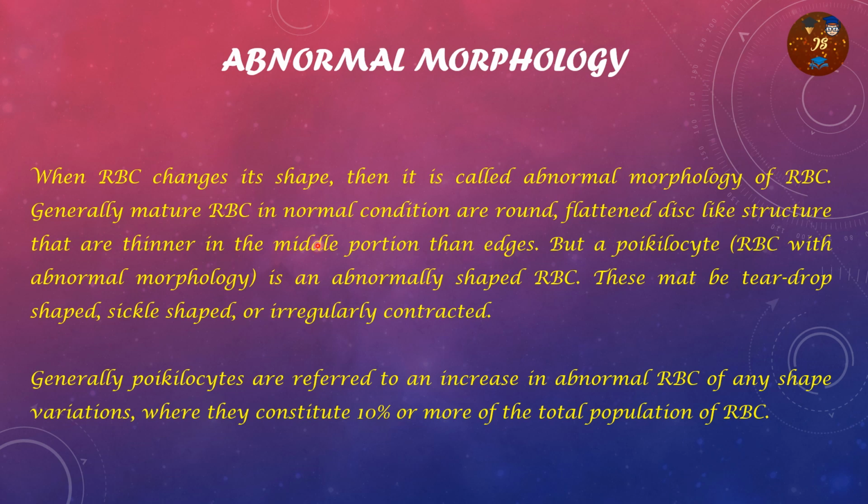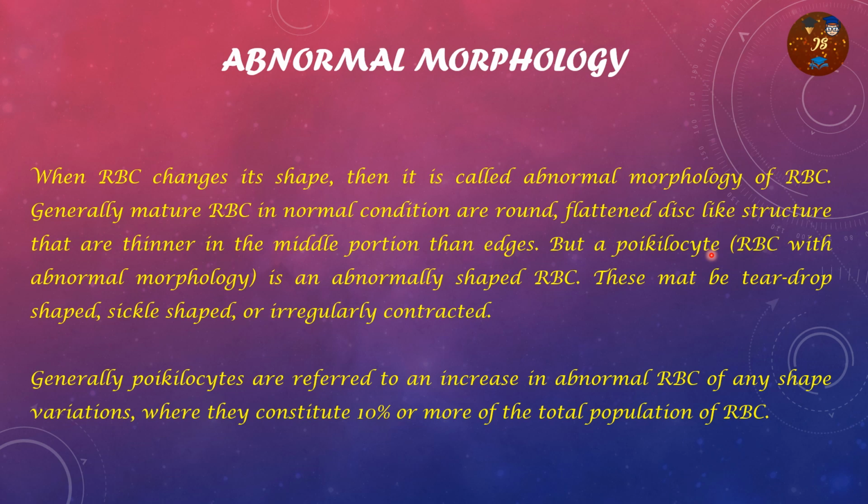Generally, a mature RBC in normal condition is a round, flattened disc-like structure that is thinner in the middle portion than the edges. So this is the normal structure, or the normal external morphology, of the human RBC: it should be a round, flattened disc-like structure.